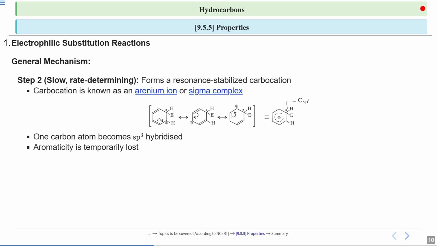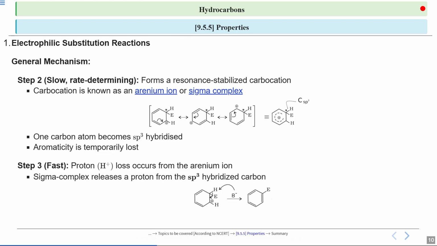Now what will happen? This molecule will exist for a very short time due to its less stability. Then how can it be stabilized? Basically, the H plus is removed from your given sigma complex to regain the aromaticity. Here is an example of that.